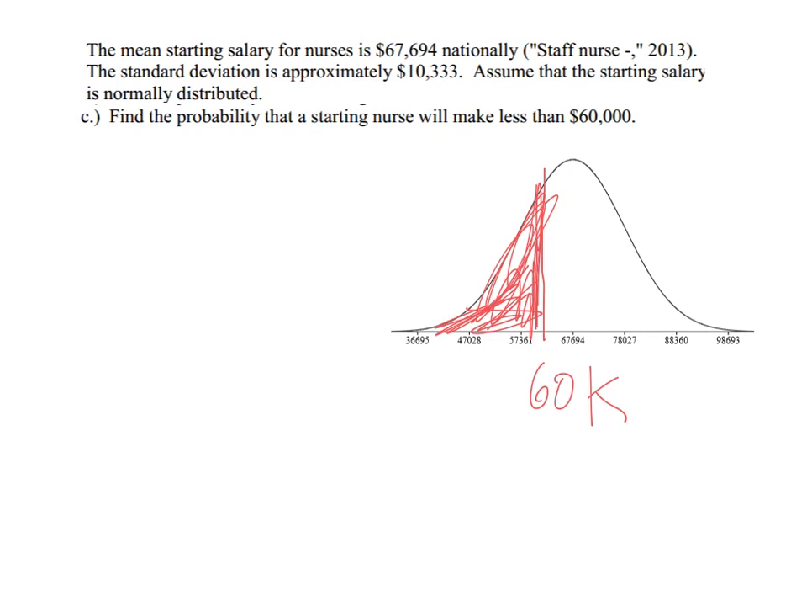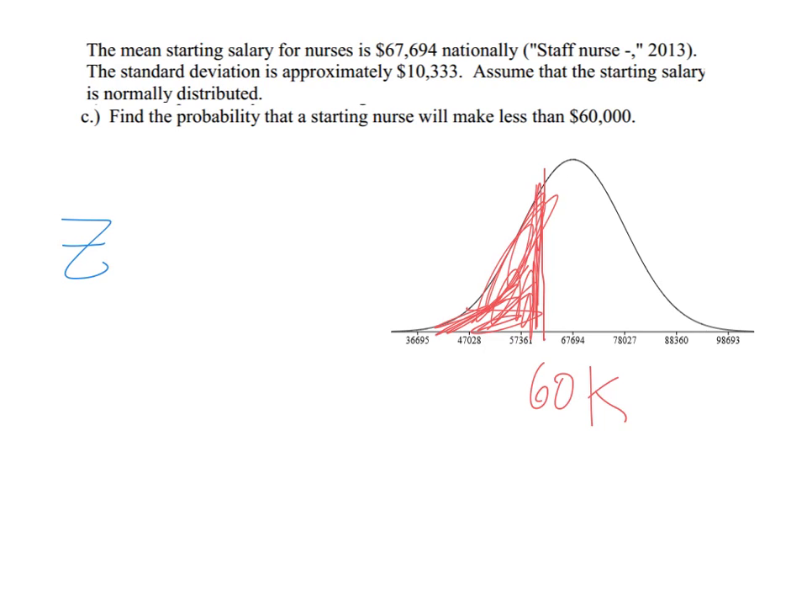So for this part, same distribution. We're looking for the probability that a nurse will make less than $60,000. Here's about where 60 falls, in between 1 and 2 standard deviations below the mean. That makes sense because that's less than the mean. So we have to do the z-score.